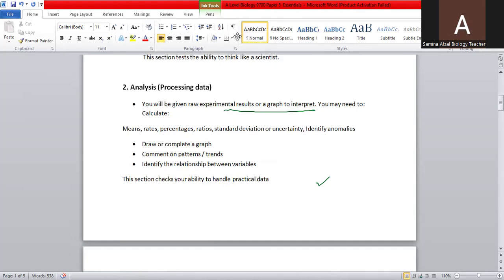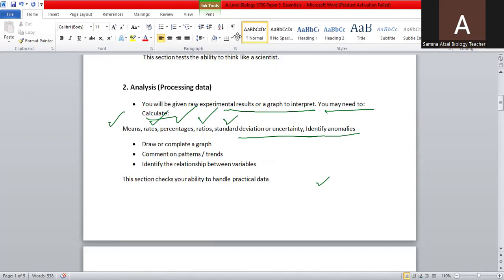You may need to calculate what? Rate, percentages, ratios, standard deviation, or uncertainty, or identify anomalies. All these things you may need to calculate, any one of them or any two of them. It depends on the paper.